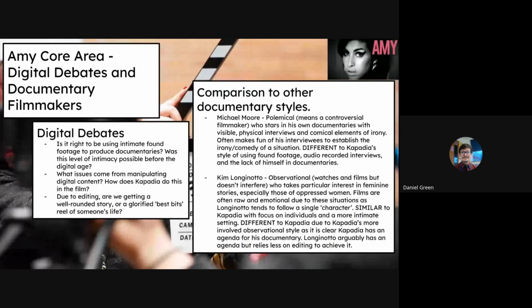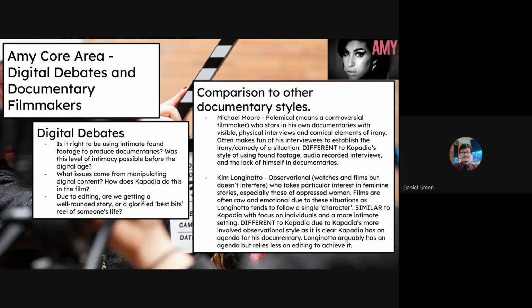Okay. So with that being said, it is important for us to understand how different, but also how similar Kim Longinotto is. One thing that's similar is that Kapadia has a focus on individuals in a more intimate setting, and Longinotto does the same. They focus on one person at a time, usually. So as I said before, Kapadia with his films Senna and Amy, and Longinotto with her films like Divorce Iranian Style, they tend to be very intimate.